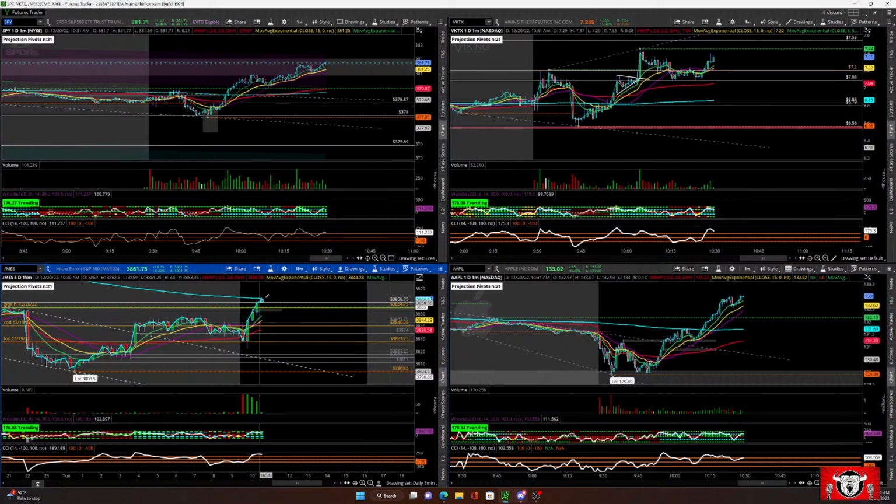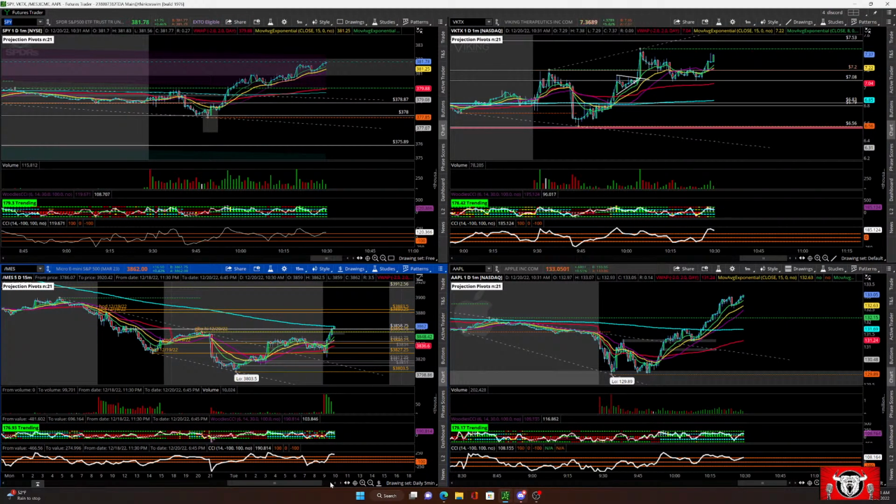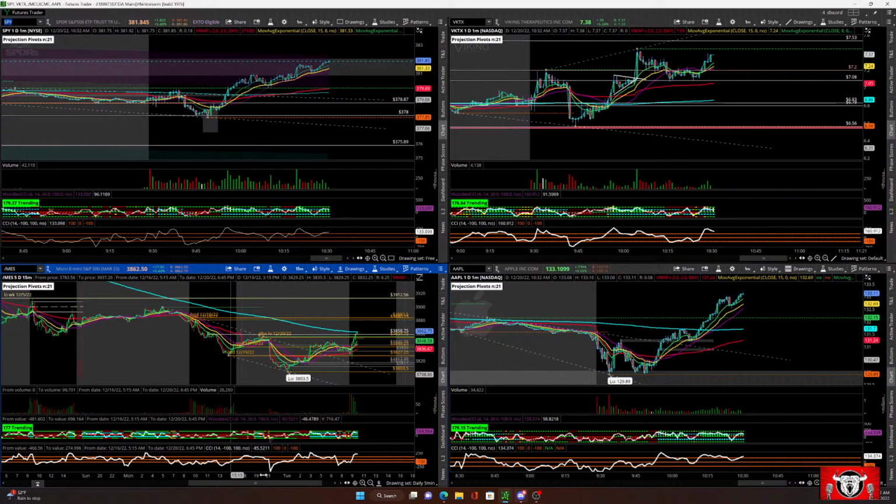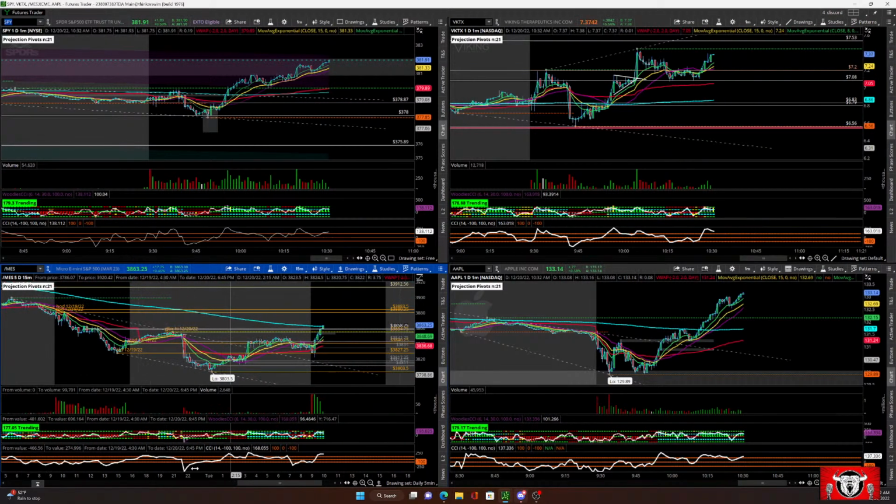This is a 15-minute chart. We're at the 15-minute 200 right there, which is about where VWAP is. We're coming up to this area here. We're going to see. This is another spot.